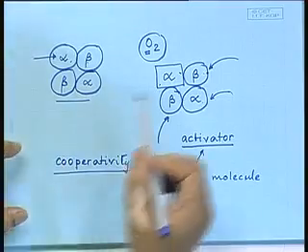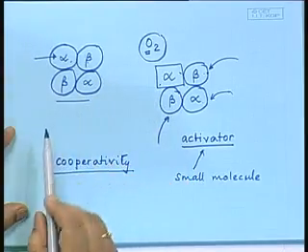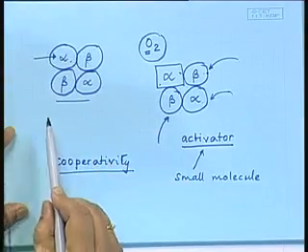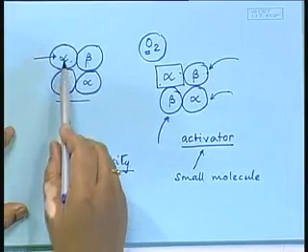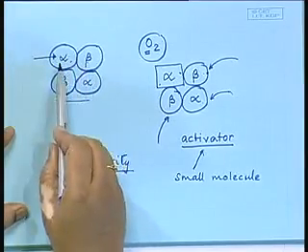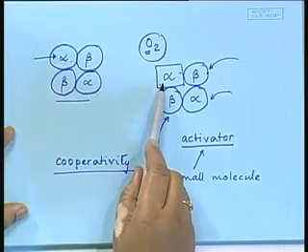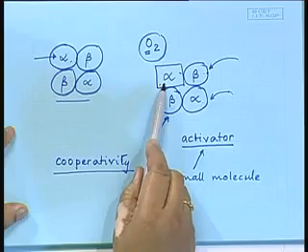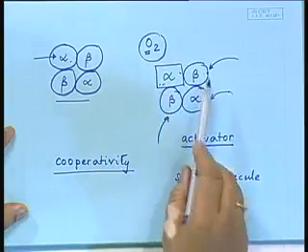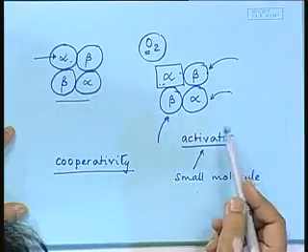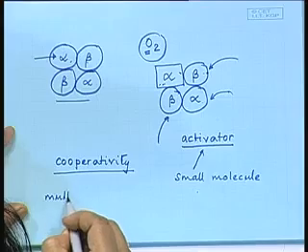There are many enzymes or many proteins actually that show cooperativity, and the ones that show cooperativity are usually multi-subunit proteins. What does that mean? Because you have these subunits together, if you have one of them activated or bound to the small molecule, then it activates the binding of the other subunits to the small ligand as well. So these are usually multi-subunit proteins.